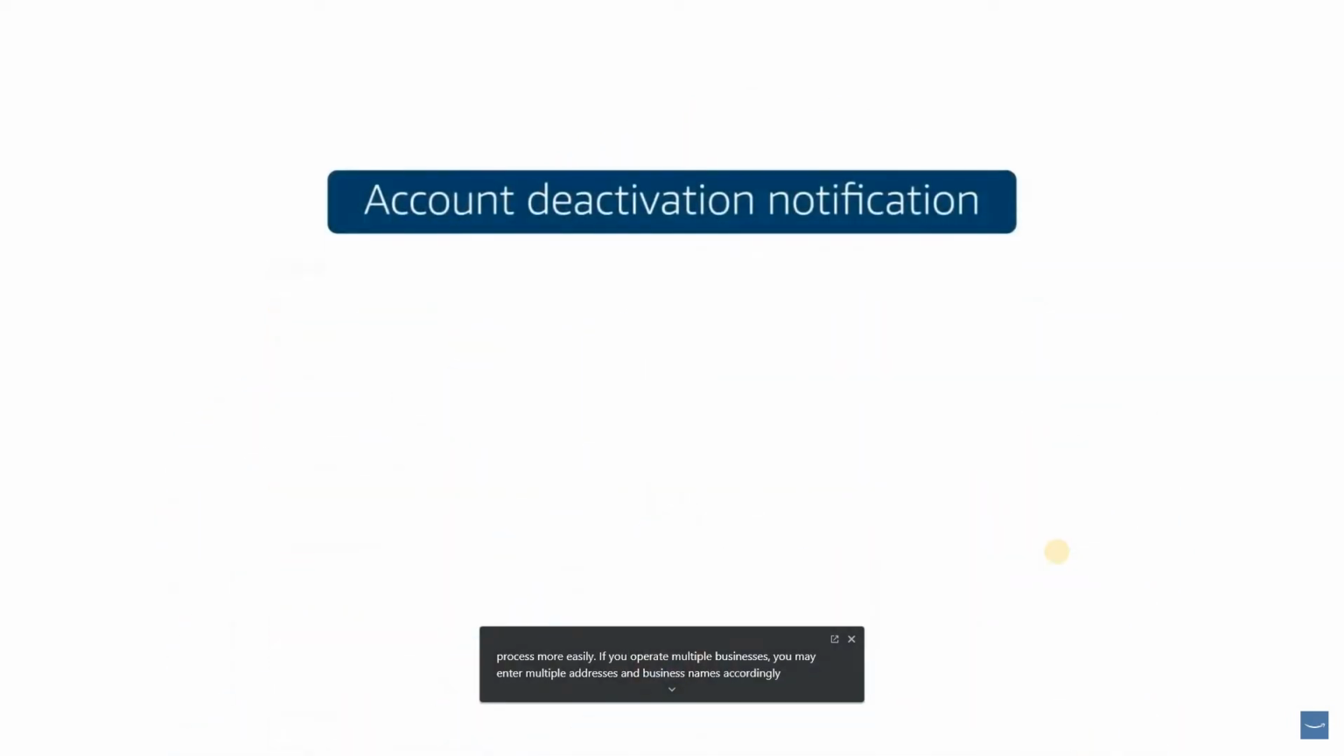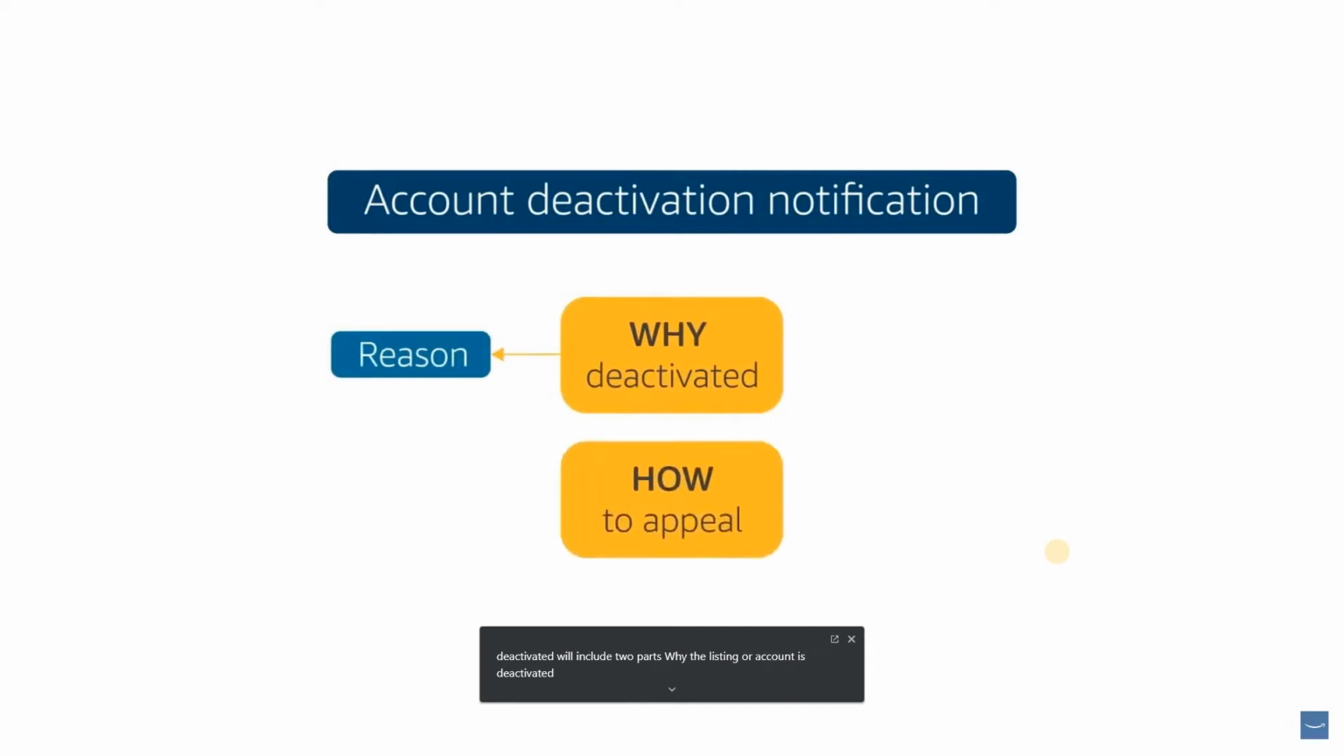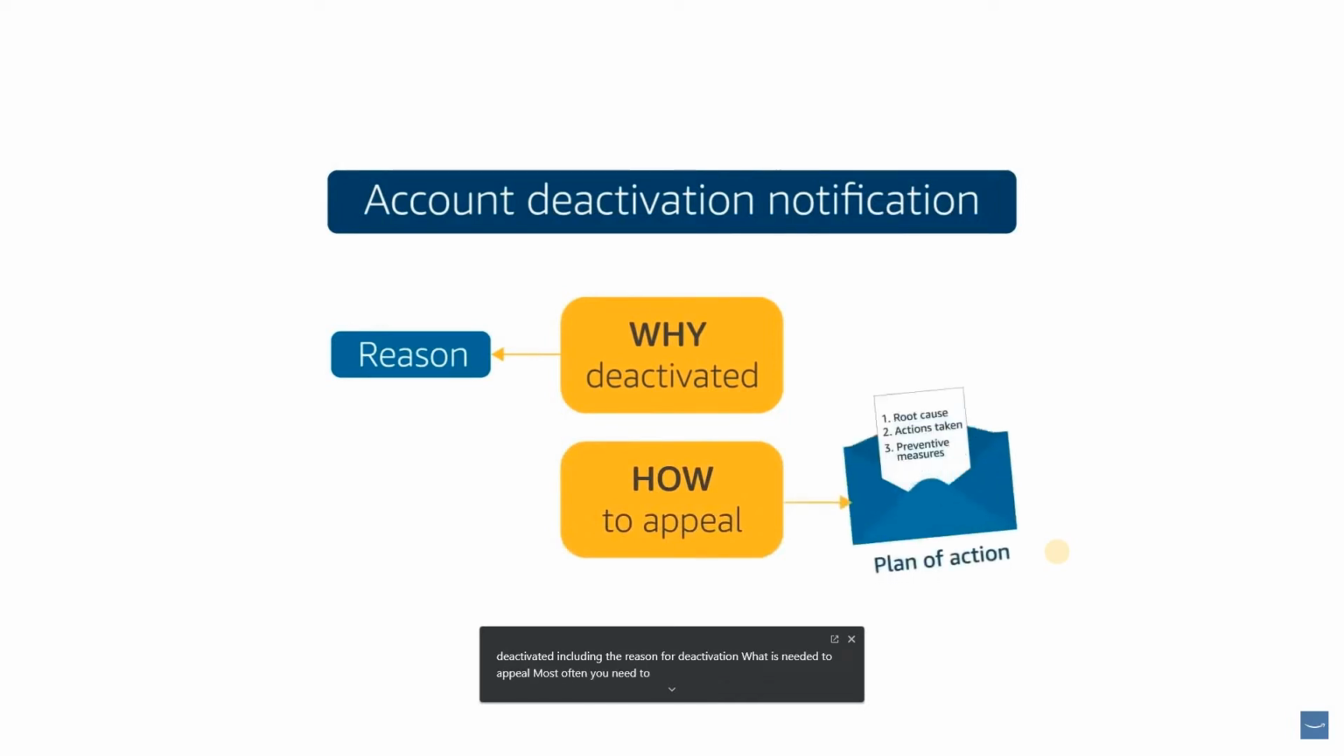The notification informing you that your listing or account has been deactivated will include two parts: why the listing or account is deactivated, including the reason for deactivation; what is needed to appeal. Most often, you need to send a plan of action that explains the root cause, the actions you've taken to resolve the issue, and what you've done to ensure this issue won't happen in the future.